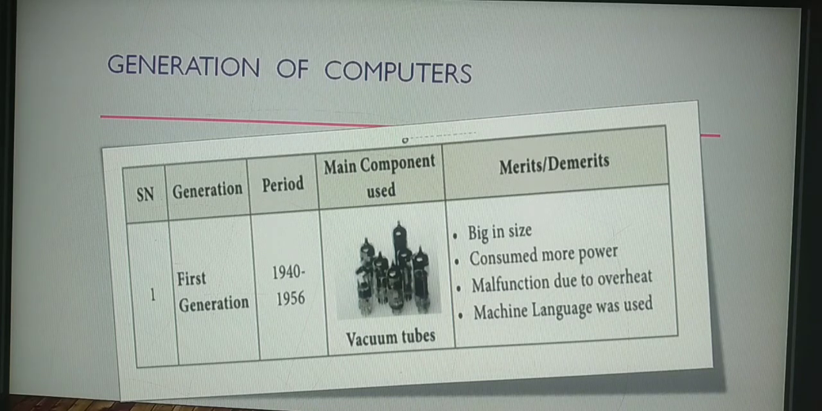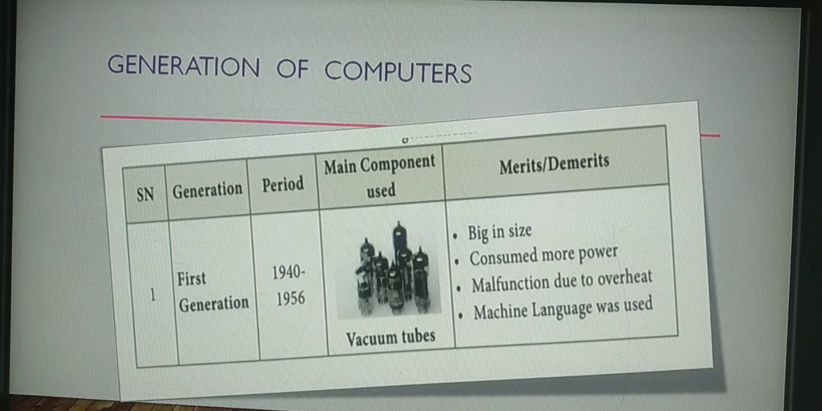That is mentioned with the side heading first generation. To the next line, you write the period, 1940 to 1956, and to the next line, the main component used, that is vacuum tubes. You write that down. Come to the next line, you write merits, demerits. Then you write these 4 points. So it is for your first generation.